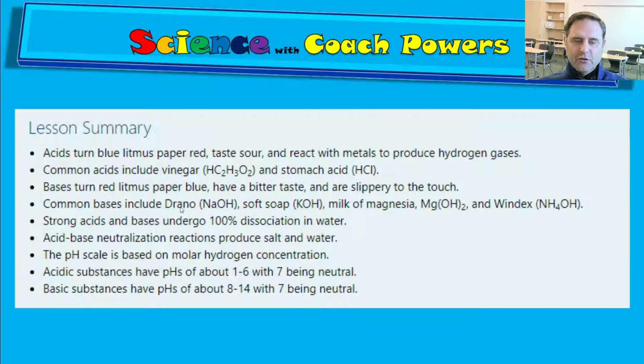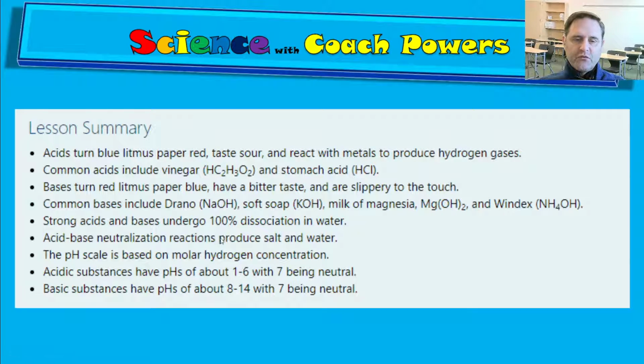So common bases include Drano, soft soap, milk of magnesia, and Windex. And you know that some of these are stronger bases than others. Milk of magnesia, if you don't know, is some type of stomach digestive helper for things that might not be going well with your digestive system. Strong acids and bases undergo 100% dissociation in water. All right, so things break apart, and a lot of hydrogens are floating around, and dissociation means splitting apart from. That's the hydrogens, dissociation, 100% for strong acids.